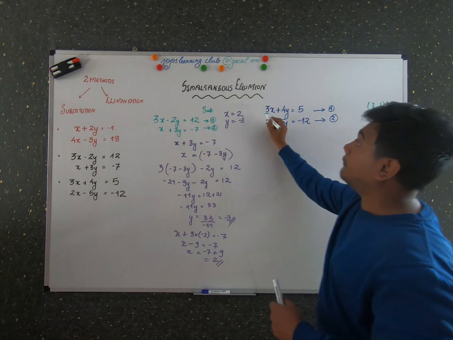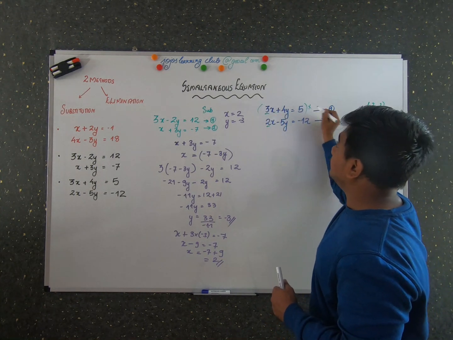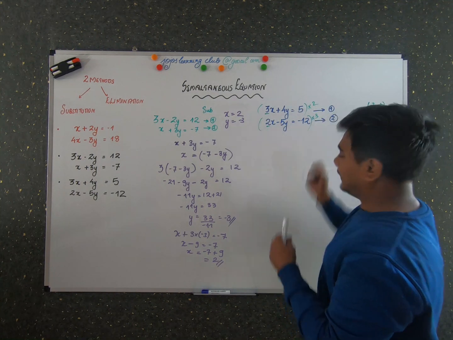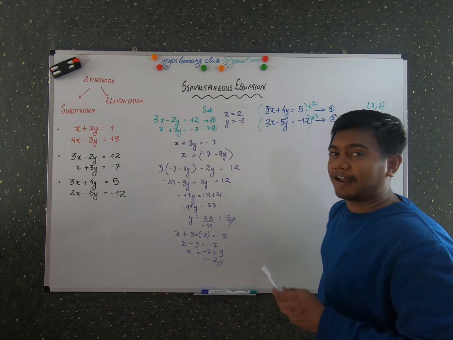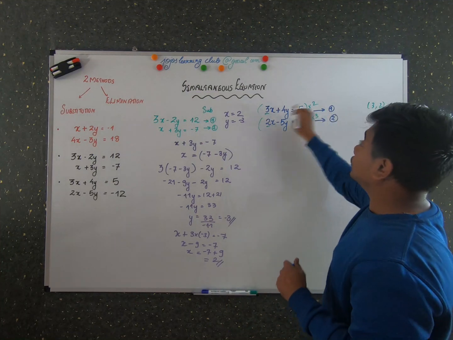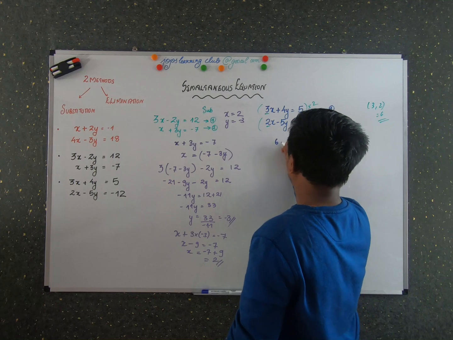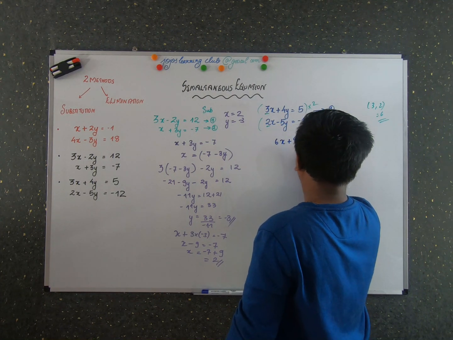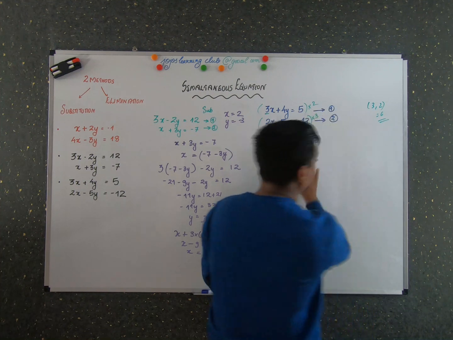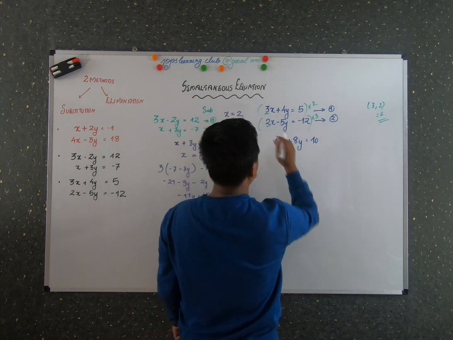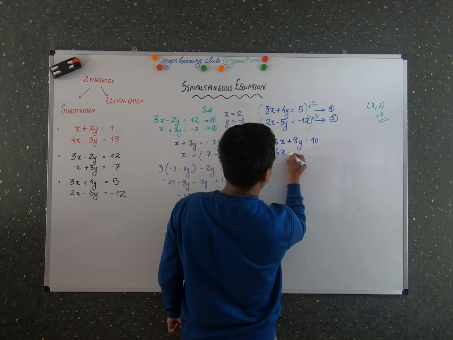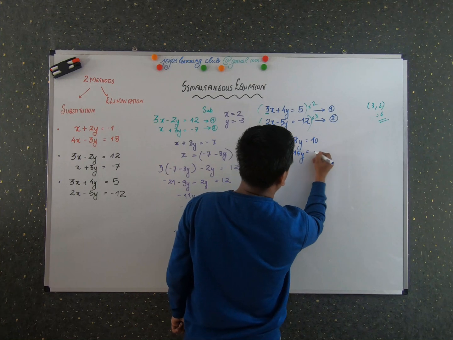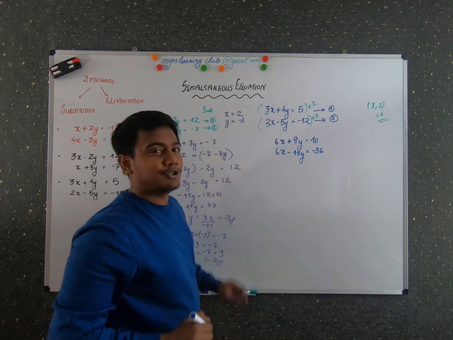So to make them the same, you have to multiply this equation with 2. In the other case, you have to multiply with 3. That's why I used a different color, so you can get a better understanding. So 3 into 2x is equal to 6x, and 4y into 2 is plus 8y, equal to 10. So this is our new equation. And here, 6x minus 15y is equal to minus 12 minus 36. So this is our new equation.